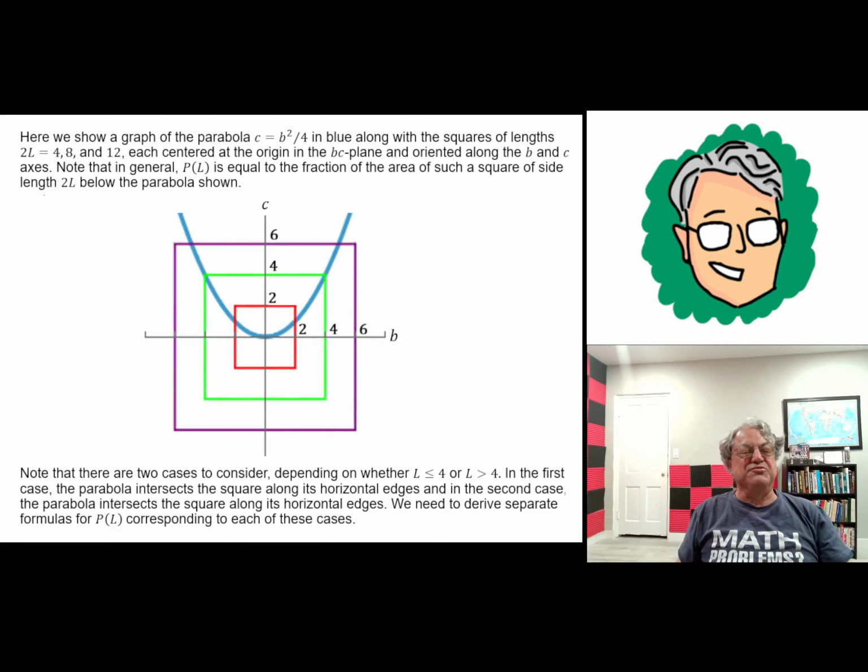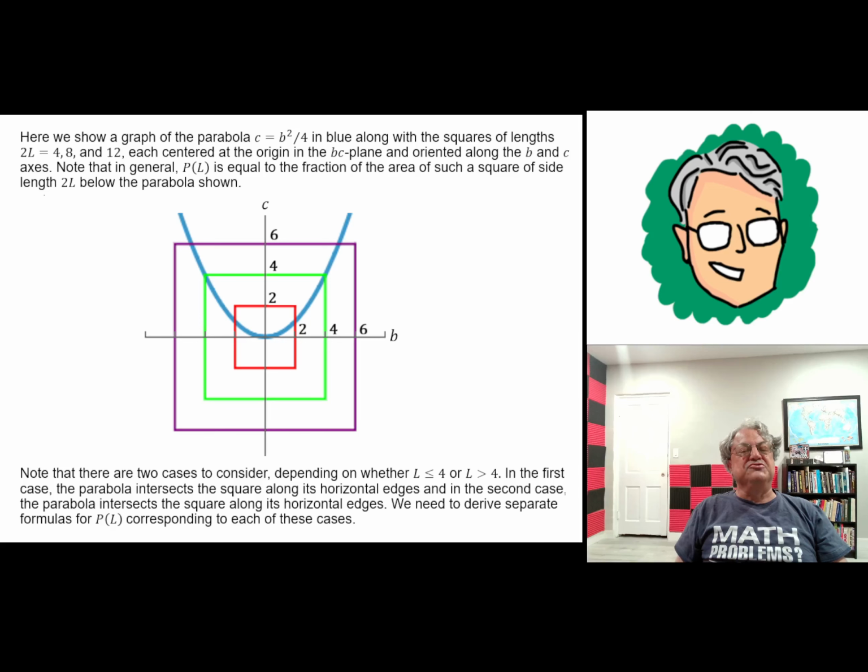And like they say, a picture's worth 1,000 words. Here's a nice picture. This blue parabola is just the parabola c equals b squared over 4. This is the BC plane, if you like, so instead of x and y, we're using b and c here. As well as the parabola, I also show these three squares.